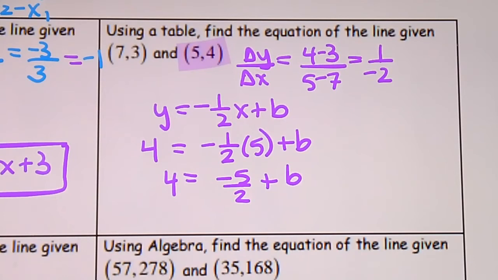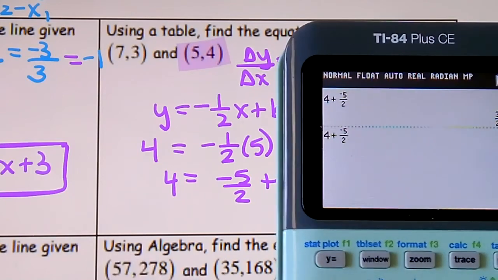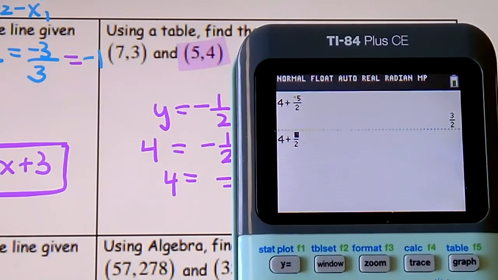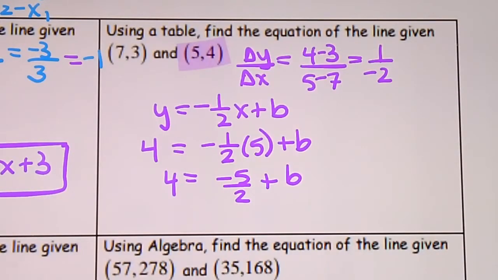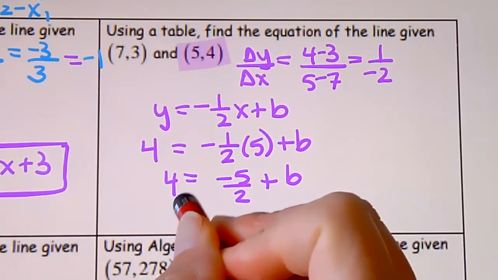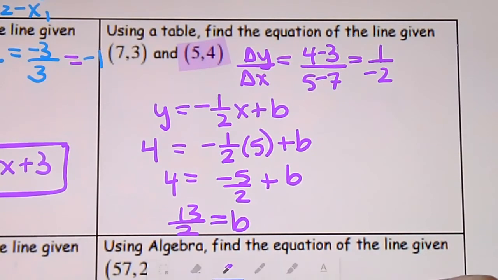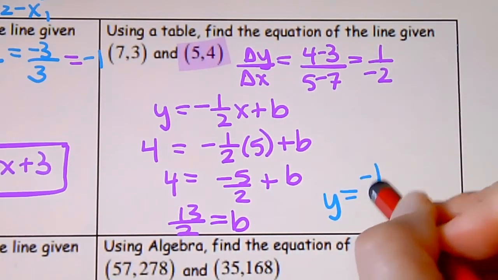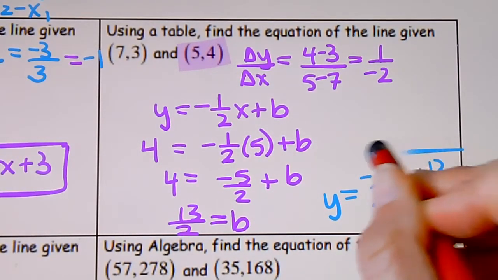And actually, sorry, it was a minus. I'm adding it to both sides. So let me re-enter that. And I'm going to get rid of that negative and try it one more time. And I get 13/2. So I'm going to get 13/2 is my b. So my equation is y equal negative 1/2 x plus 13/2.